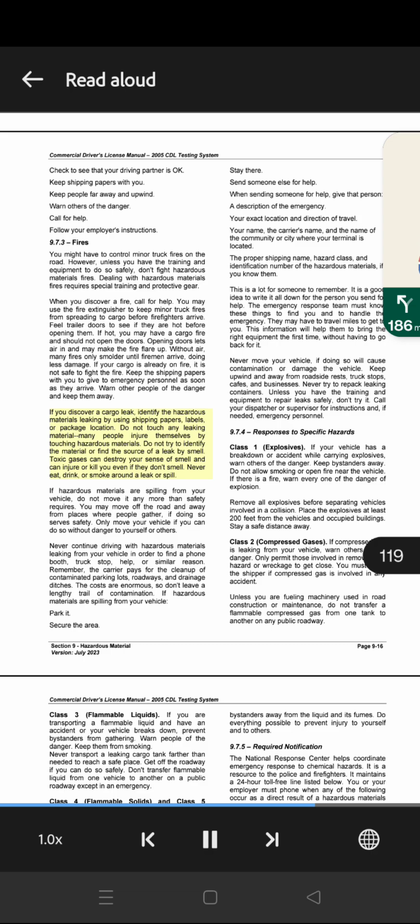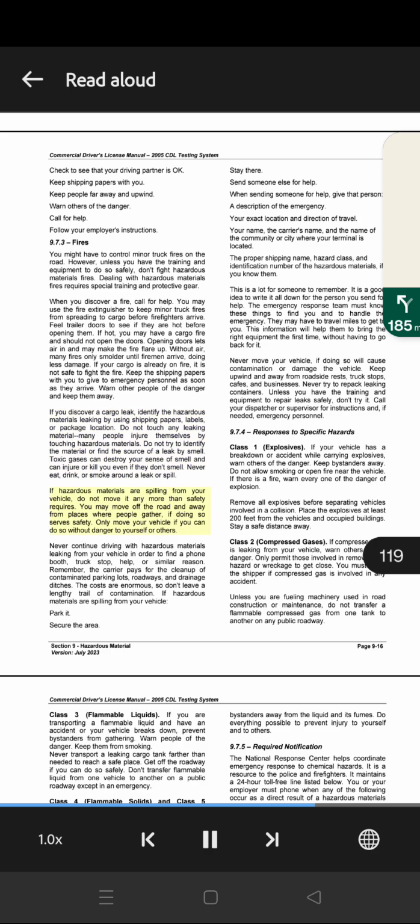Do not touch any leaking material. Many people injure themselves by touching hazardous materials. Do not try to identify the material or find the source of a leak by smell. Toxic gases can destroy your sense of smell and can injure or kill you even if they don't smell. Never eat, drink, or smoke around a leak or spill.